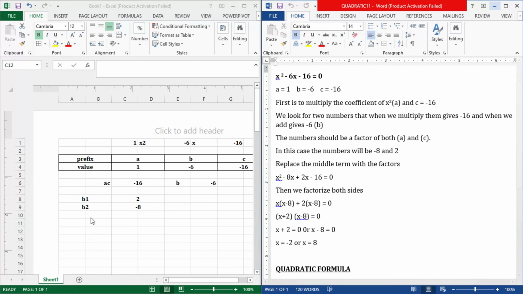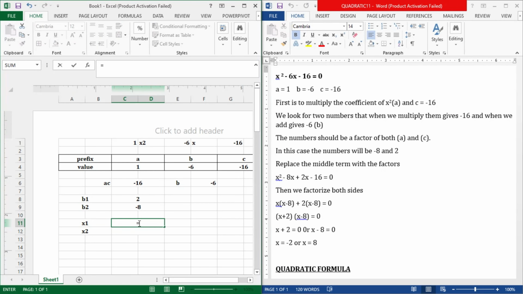If we look at the Word document, we can see that there will be two results for x, which we will take as x1 and x2. Our x1 will be equal to minus 1 times b1 and x2 equals minus 1 times b2. Don't forget to keep linking the programming instead of just typing values.